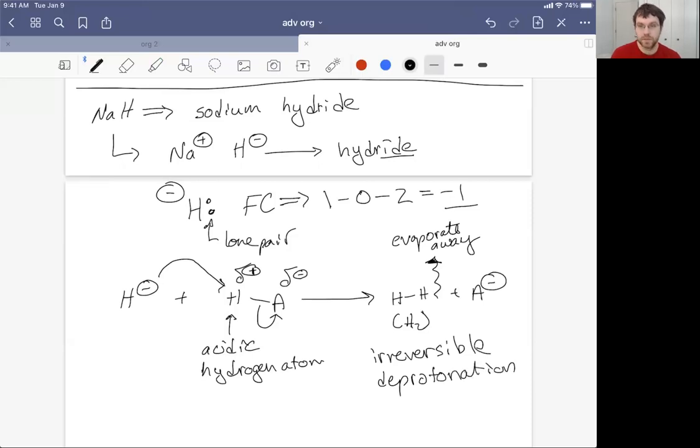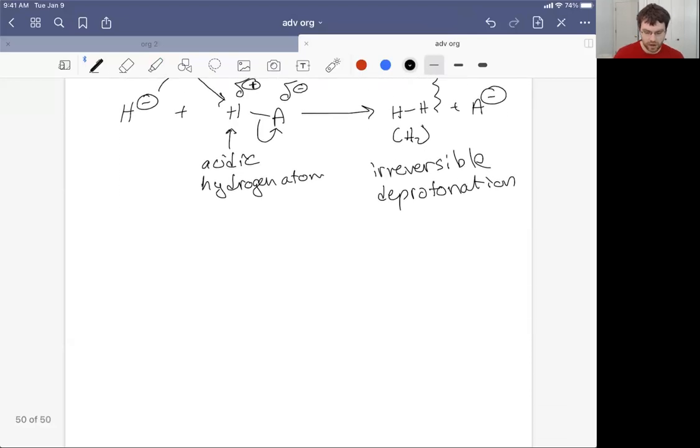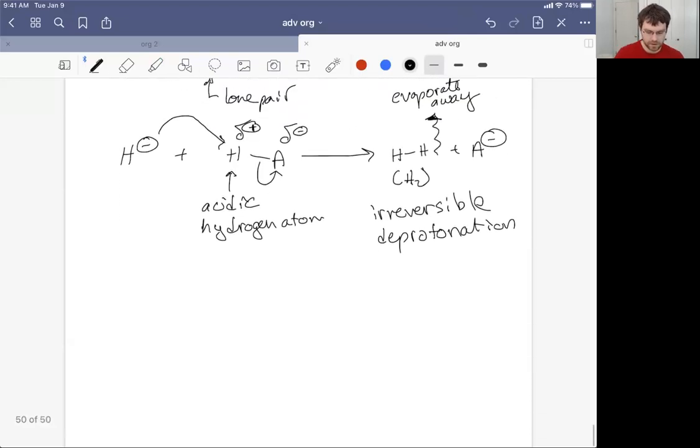The reason why is because hydrogen gas is inherently not acidic, so you're not really going to see A- be able to deprotonate H2 gas. That's one reason why this is irreversible. The other reason is the H2 just floats away and it's no longer present in the reaction mixture. And so you cannot go backwards, which is nice because most acid-base reactions exist in equilibrium and therefore are reversible.